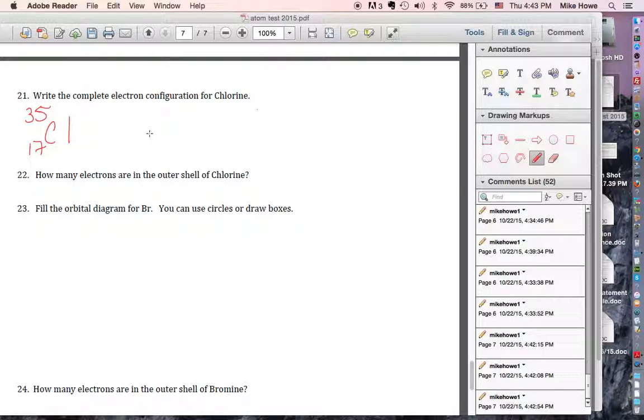All right, let's try this again. Try not to hit any funky buttons on my pen. So we have 1s2, 2s2, 2p6, 3s2, and then 3p5. That makes 17. 2 plus 2 is 4, plus 6 is 10, plus 2 is 12, plus 5 is 17.